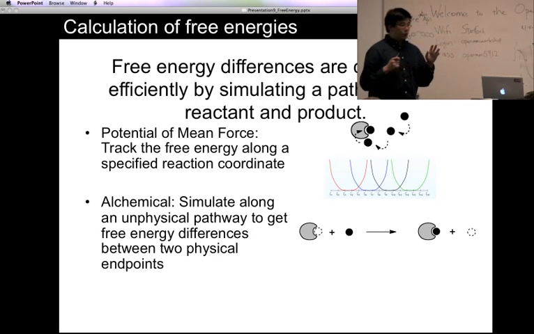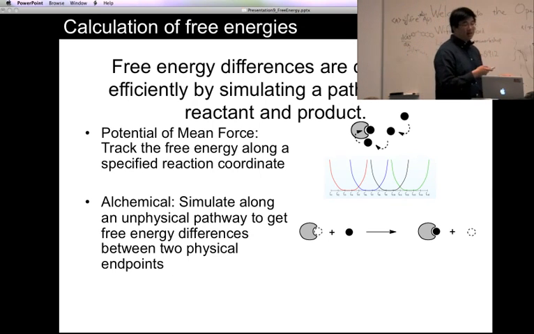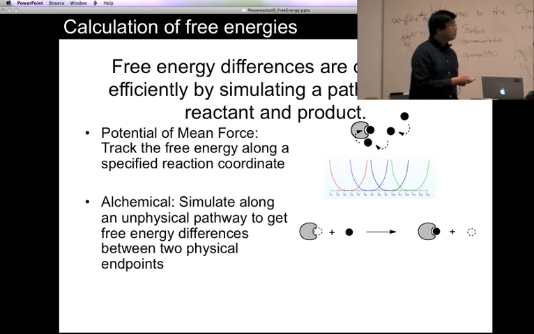So if you have this restraining potential, then you don't need to wait for 1 billion years for the ligand to bind to the protein, right? You can actually make it happen with these restraining potentials. And then there are equations that allow you to get the actual free energy back out.